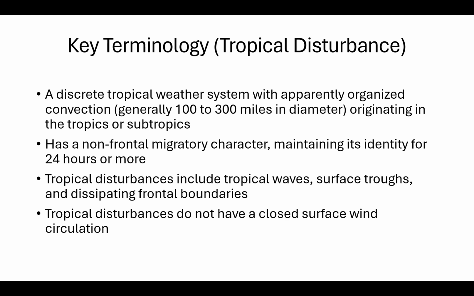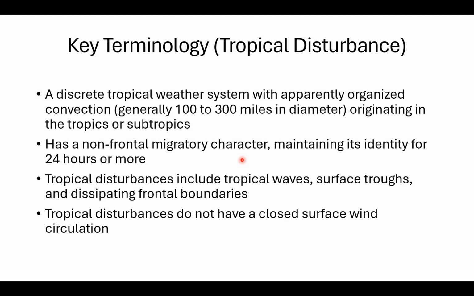All right, so now let's talk about the next key term, a tropical disturbance. So what is a tropical disturbance overall? It's a discrete tropical weather system with apparently organized convection, generally 100 to 300 miles in diameter, originating in the tropics or subtropics. A tropical disturbance is also not associated with a front. So it's a non-frontal migratory character. It maintains its identity for about 24 hours or more.